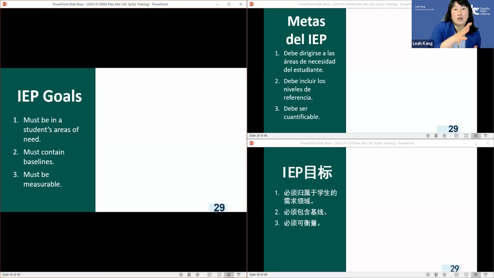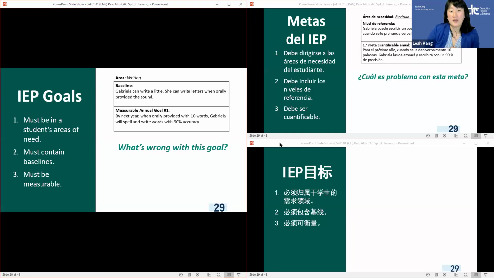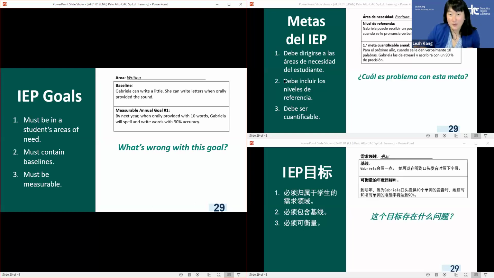So I'll put up here on the slide an example of a goal. And my question to you all will be, what's wrong with this goal? And we'll just take a few hands maybe and ask, maybe folks can just unmute themselves since I know the chat has been disabled, potentially sharing.